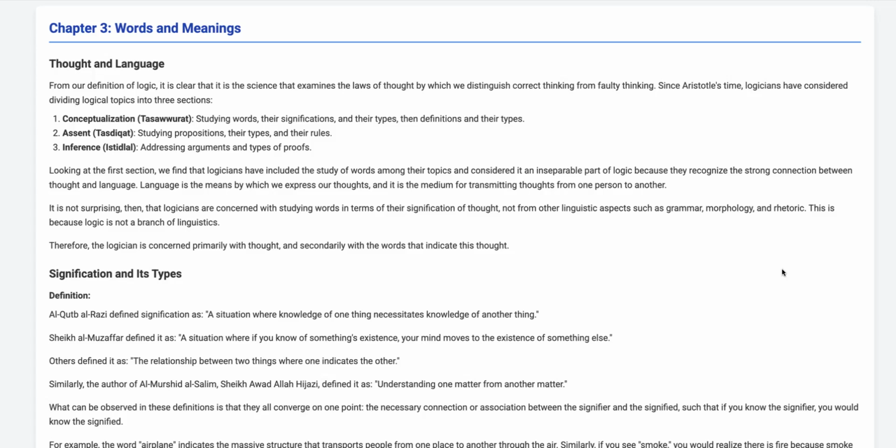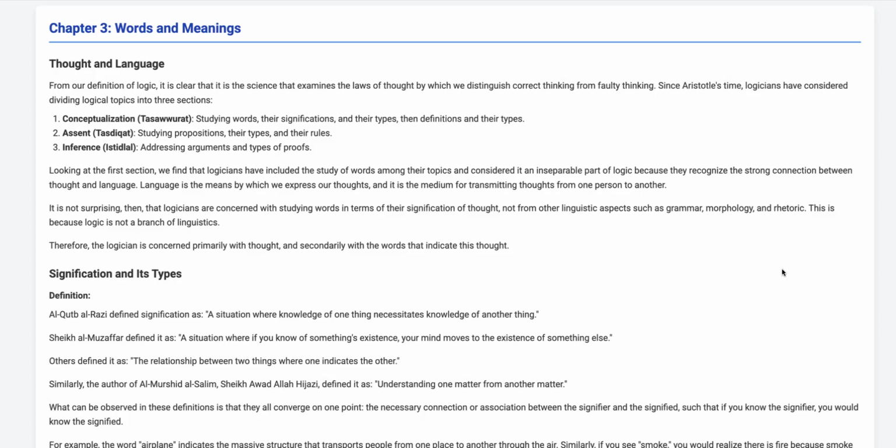Their significations are going to become extremely important. Dalalat, alfaz, and the types of dalala, the types of significations are going to come up soon. Number 2 is what's called tasdiqat, affirmations: studying propositions, their types and their rules. And then finally, inference, istidlal, addressing arguments and types of proofs.